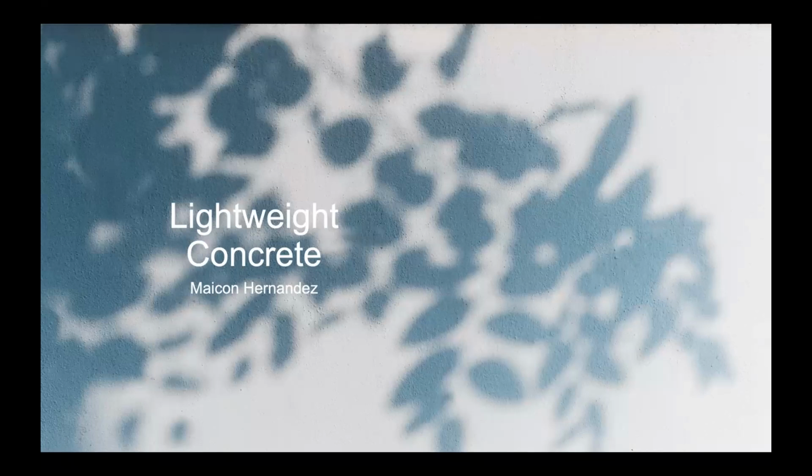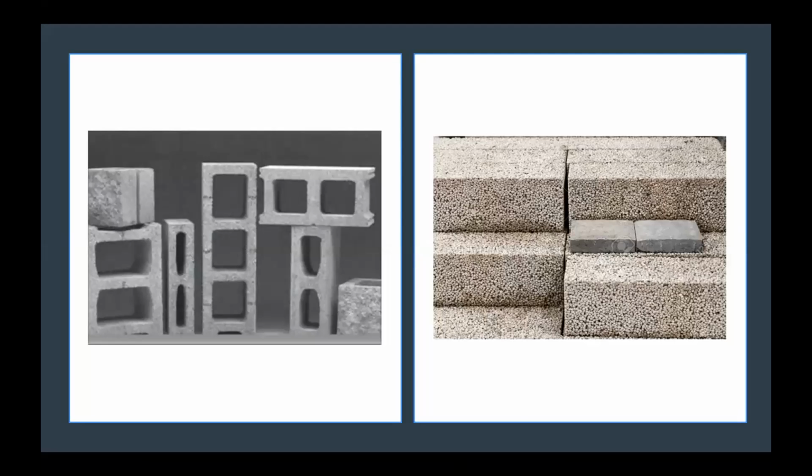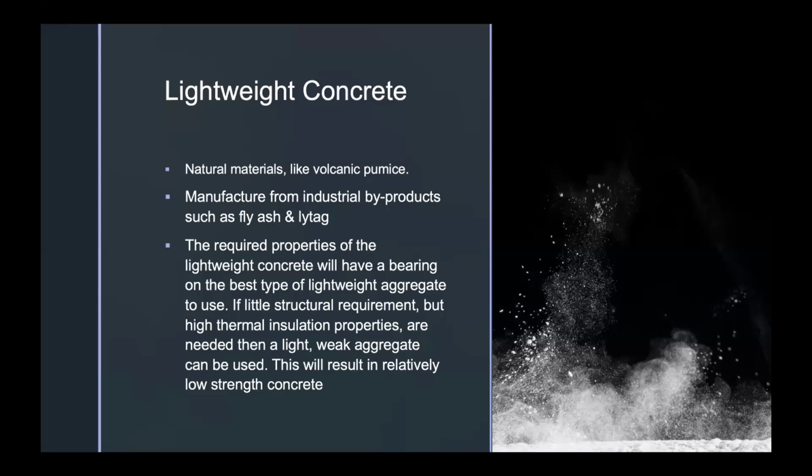Well, hey everybody, how's it going? My name is Mycon, and I just want to talk to you guys today about lightweight concrete and tell you a few things I learned about it. Lightweight concrete is made out of natural aggregate and artificial aggregate. The natural ones come from volcanic pumice. I didn't learn how to say it. It's pronounced pumice.